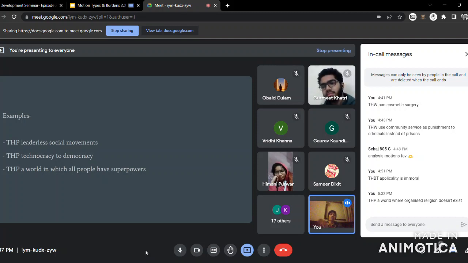Another thing to note about motions like "This house prefers a world" is that there are only two worlds that you need to debate about. There's a world in which all people have superpowers, and there's the status quo world where no one has superpowers. No team can create a third world.